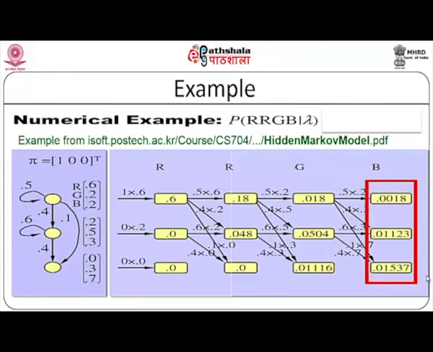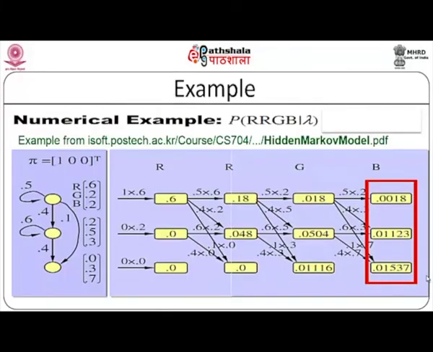Similarly, for the second state, you cannot go to 1; from 2 to 2 it is 0.6, and the probability of red is 0.2, which remains the same. And then from 2 to 3 it is 0.4 and the probability of emitting is 0. So, you have those values.